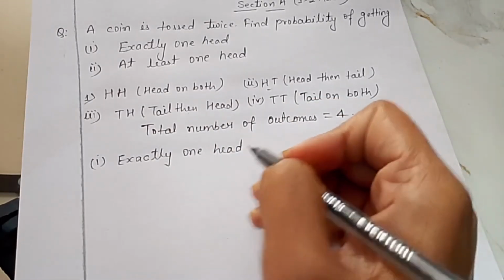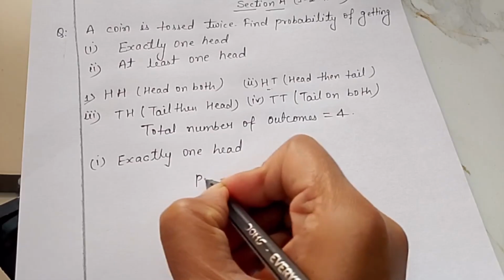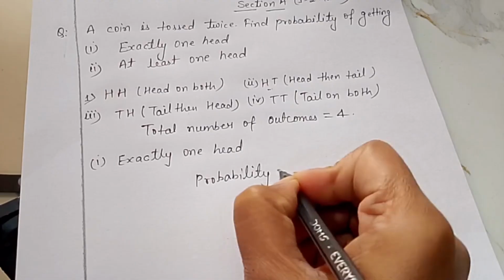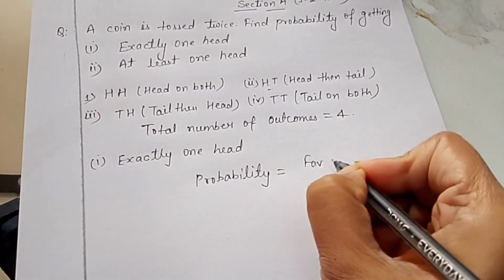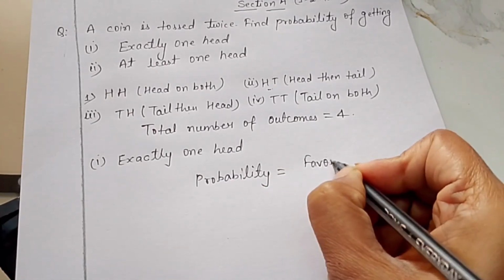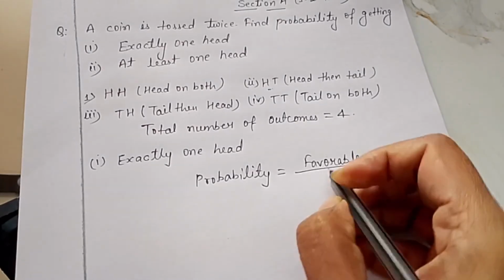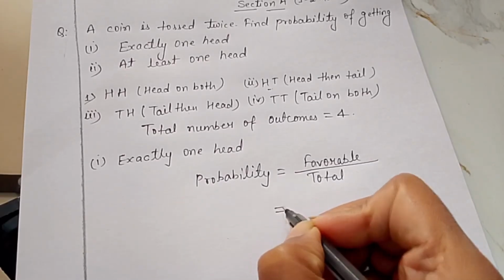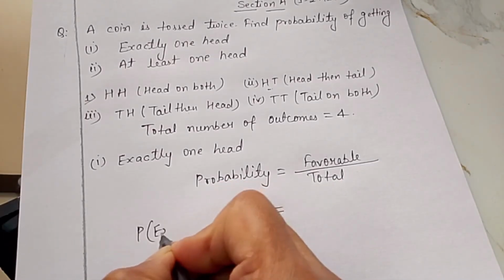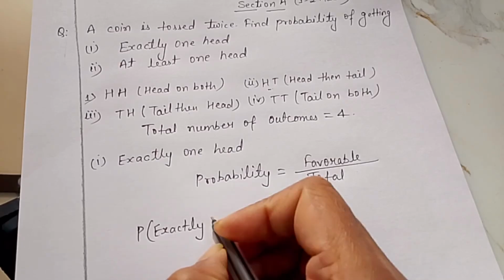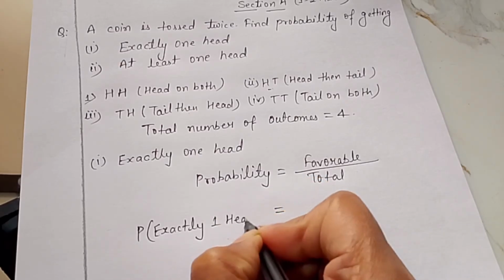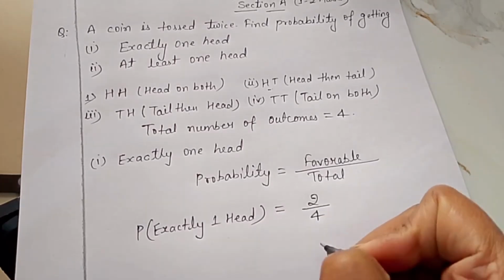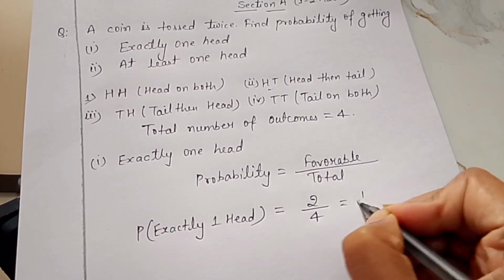Using the probability formula, probability is equal to favorable outcomes divided by total outcomes. So, P(exactly one head) is equal to 2 by 4. When we simplify, it gives 1 upon 2.